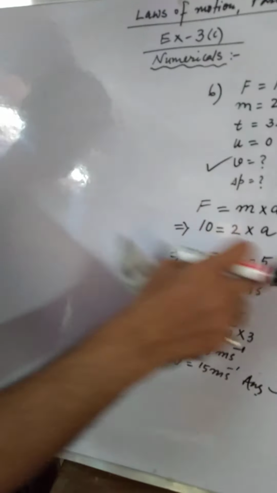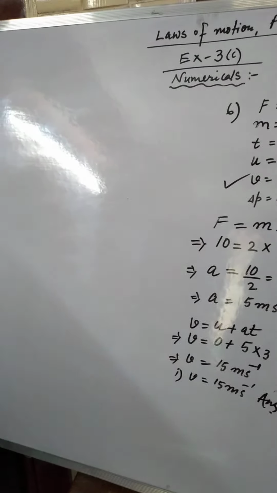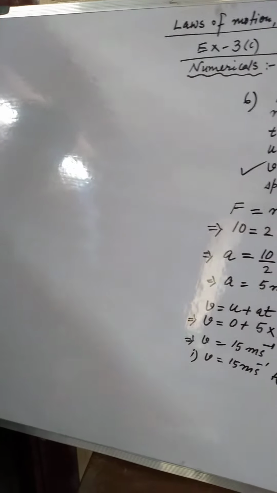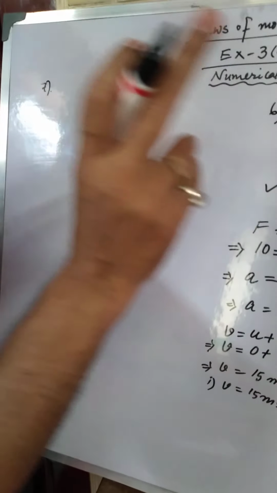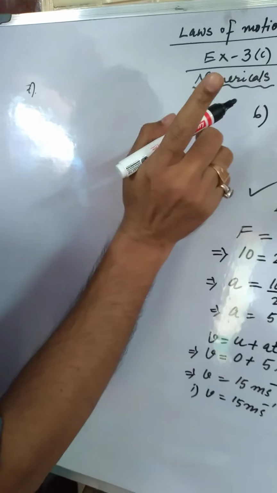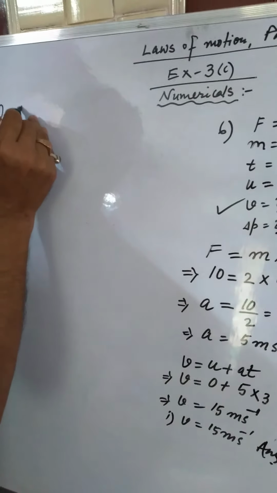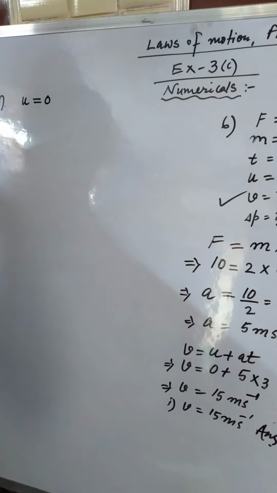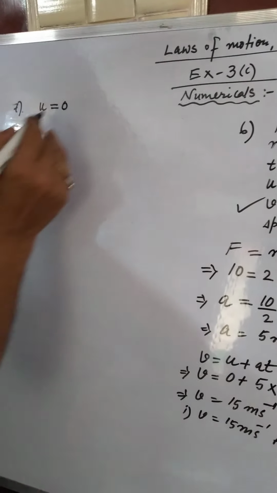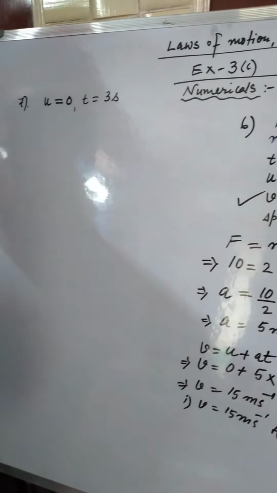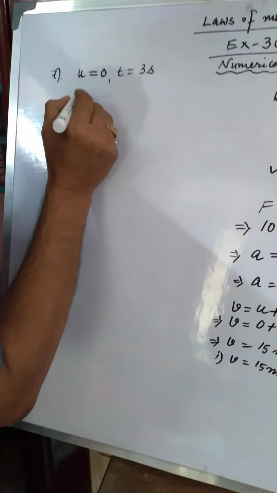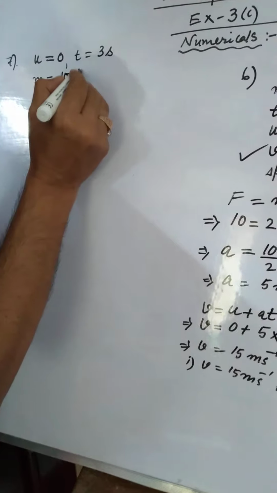Now come to the next one. This question is really a good one. Now come to the next one, question number 7. A force acts for 10 seconds on a stationary body. So the body is stationary initially, which means u equal to 0. And the force acts on a stationary body for time t equal to 3 seconds. The mass of the body is 100 kilogram.